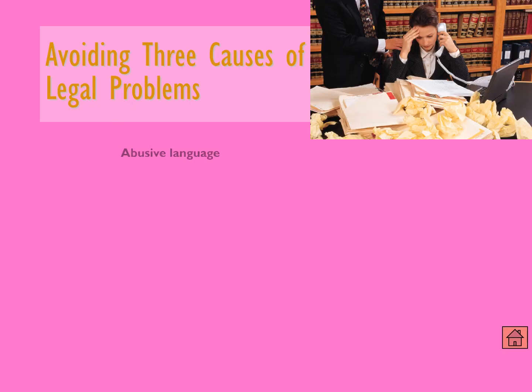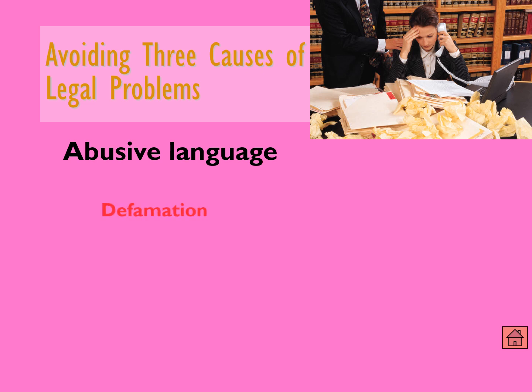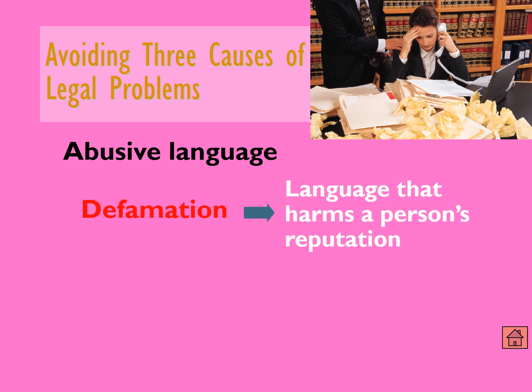Let's take a look at some legal issues here. First of all, abusive language. Well, there's defamation, which is language that harms a person's reputation. You've got to be extremely careful with this. You've got to be careful, not necessarily when you write to the person to whom you are communicating, but if the bad news is because of someone else, you really need to be very cautious about presenting that.